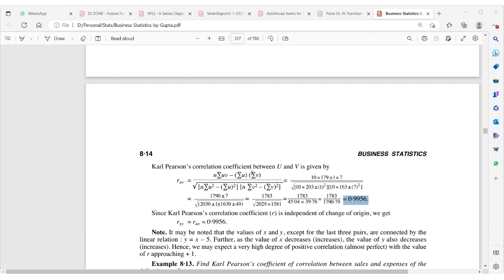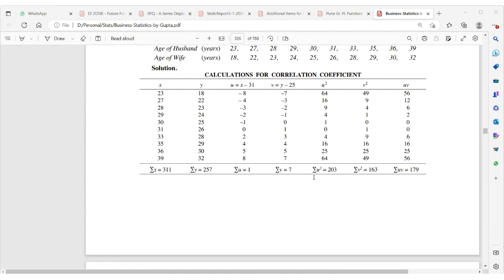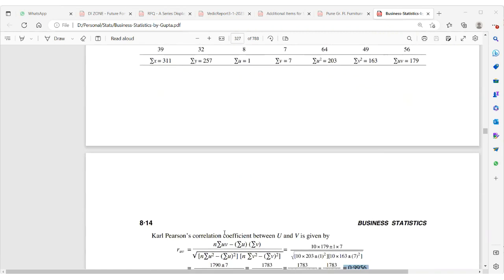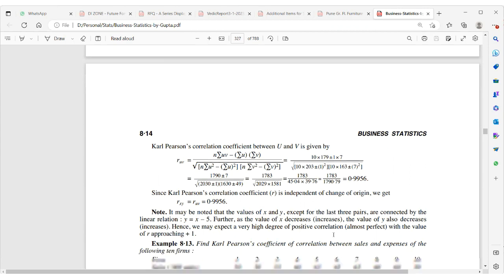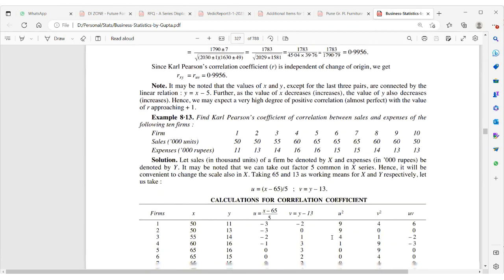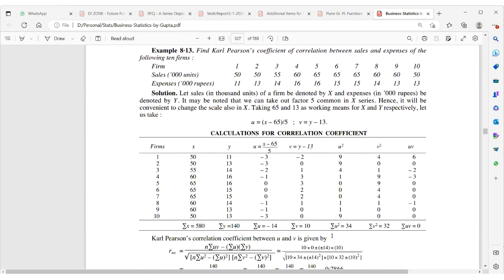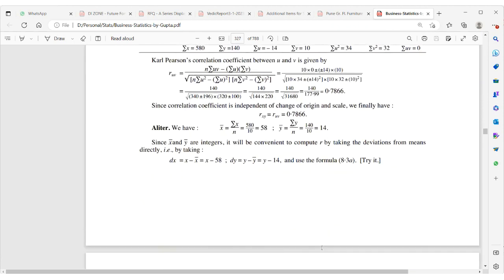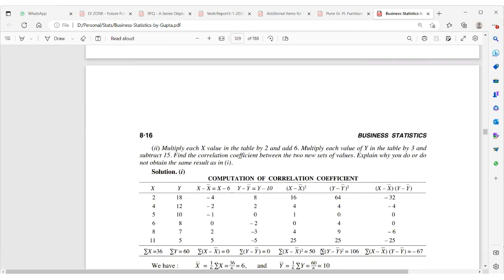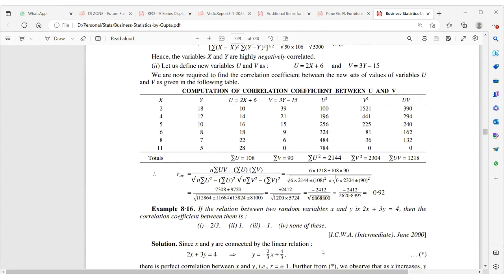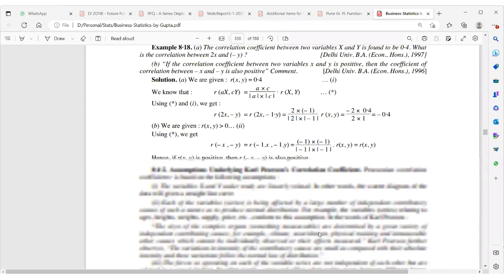See, we put these values in this formula. Calculating, we get 0.9956. That value is very close to 1. That means perfect positive correlation. Clear? Is this clear? Right. So this is the Karl Pearson coefficient of correlation. Let me do the next.